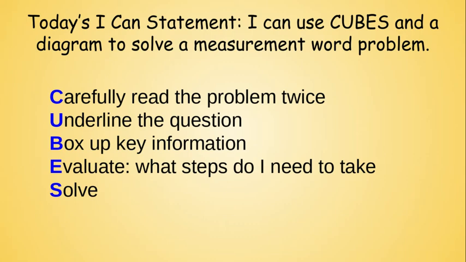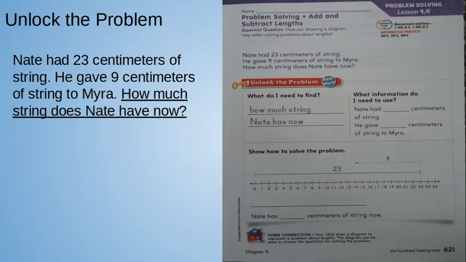Let's take a look at the first problem. So we're on the front page of your problem set. If you don't have that open yet, go ahead and open to Lesson 9.4 and get your pencil ready. The first problem says, Nate had 23 centimeters of string. He gave 9 centimeters of string to Myra. How much string does Nate have now? Let's read that one more time. Nate had 23 centimeters of string. He gave 9 centimeters of string to Myra. How much string does Nate have now?